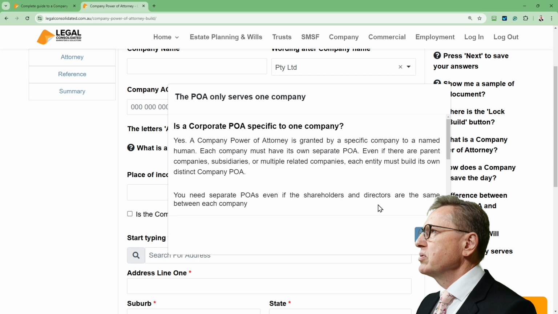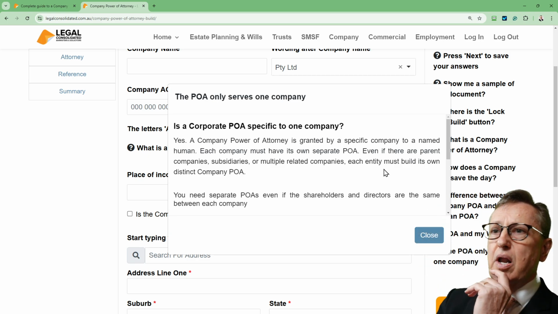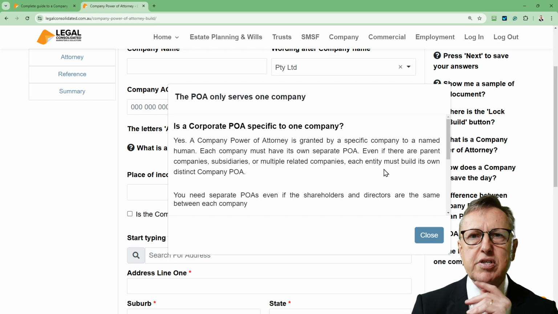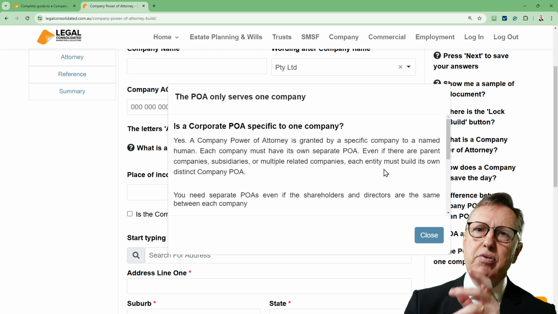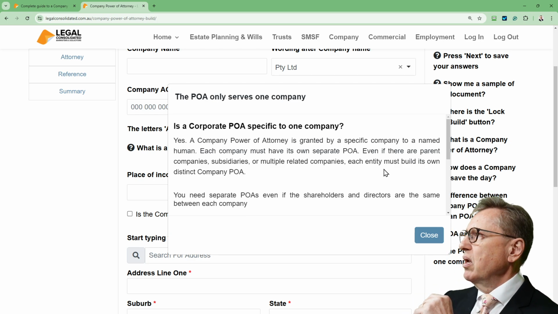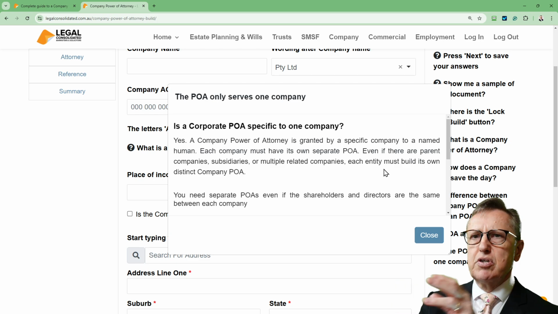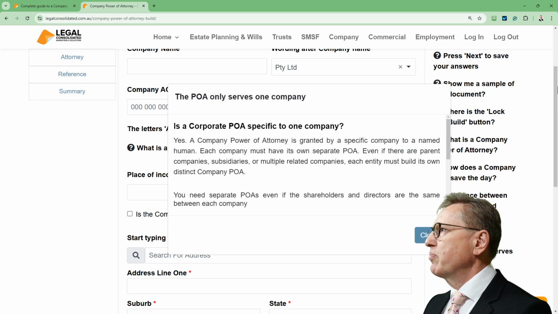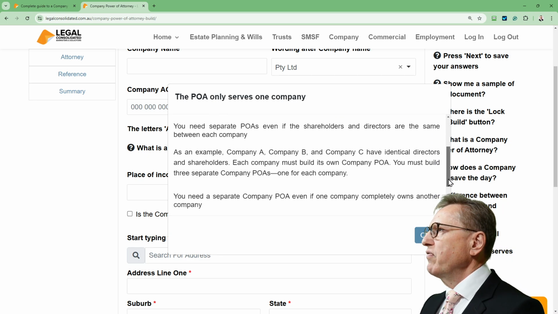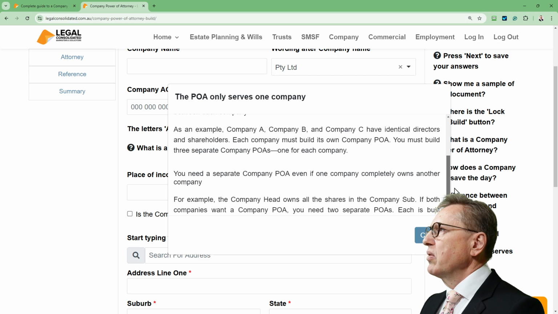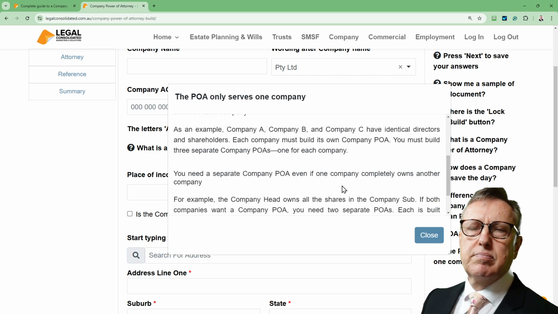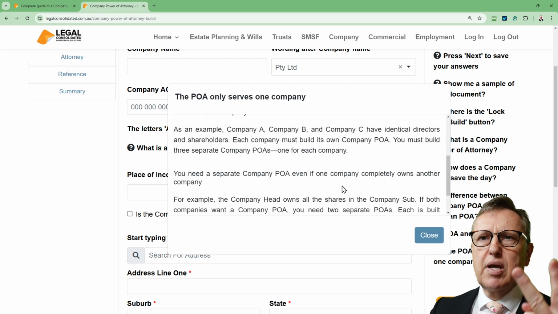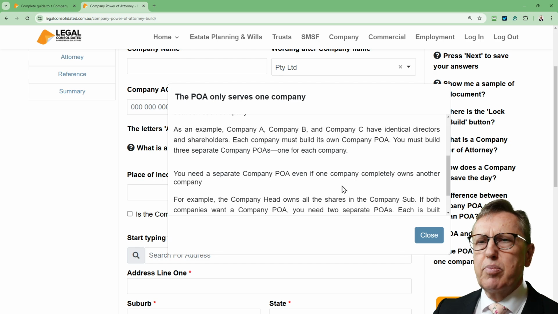I want to save money, so I'd like to prepare this company power of attorney for 5 or 6 companies I own. You cannot do that at law. A company power of attorney is only to protect one company. It can't protect multiple companies. Well, what if 2 companies have the same shareholders and same director? You still can't. You need 2 separate powers of attorney.